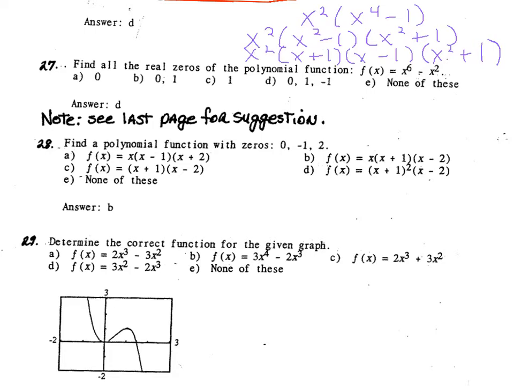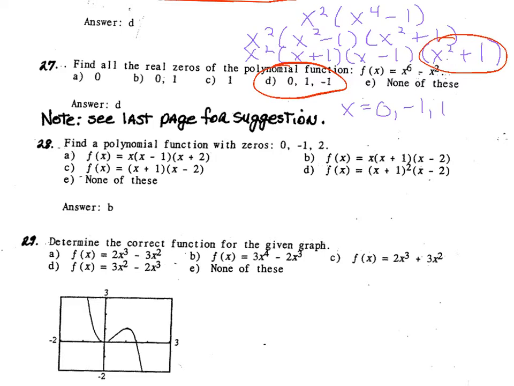So that means that I'll have zeros at 0, -1, and 1. The zeros from x squared plus 1 will be imaginary, so I don't need to include those. So D will be my answer.